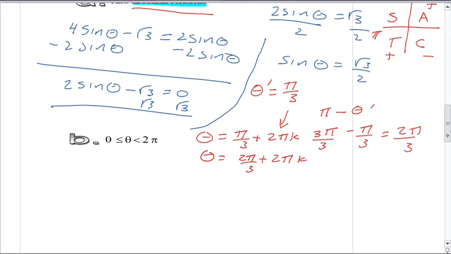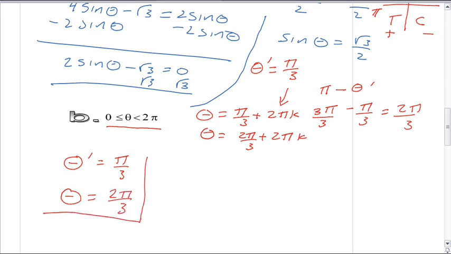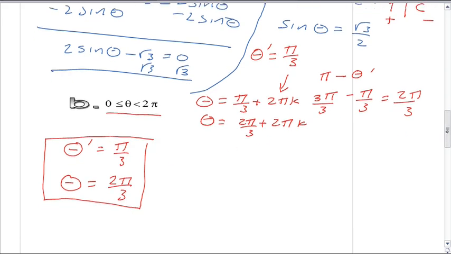Okay, part B. So now what they want us to do is they say, okay, just give me the solutions from 0 to 2 pi. Okay, no worries. We actually found those. Remember, our reference angle is pi over 3. And we also have an answer in the second quadrant, 2 pi over 3. So that's all they want. Those are the only two that make this true. Remember, we used All Students Take Calculus to figure out where else sine is positive.